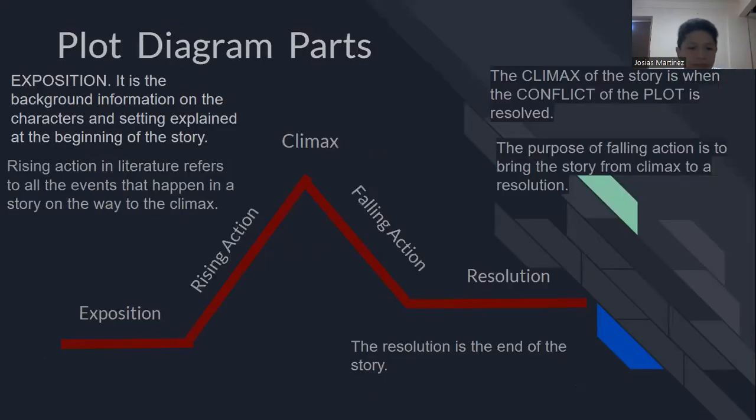Plot diagram. There is exposition. The exposition is the background information on the characters and setting explained at the beginning of the story. There is the rising action. It refers to all the events that happen in a story on the way to the climax.